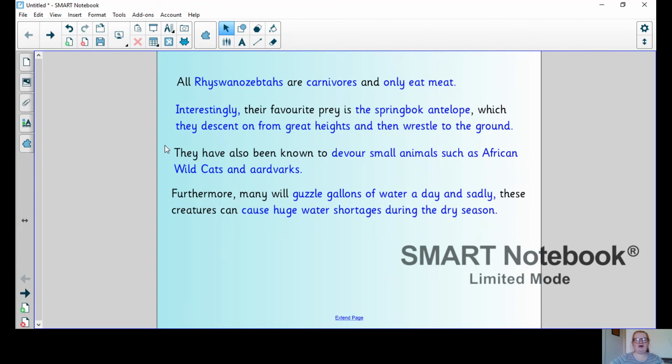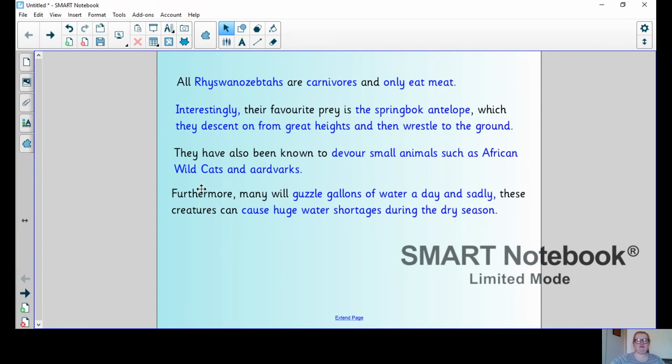Okay, they have also been known to devour small animals such as African wildcats and aardvarks. So give me another fact about what they eat. It doesn't have to be something else that they eat. It can be another way that they hunt. It's your choice, but I love that first part. They have also been known to.